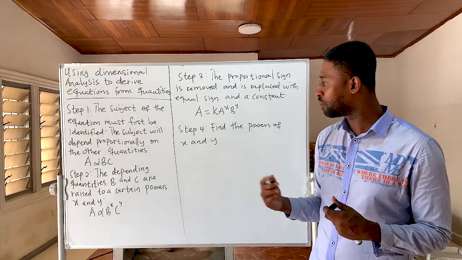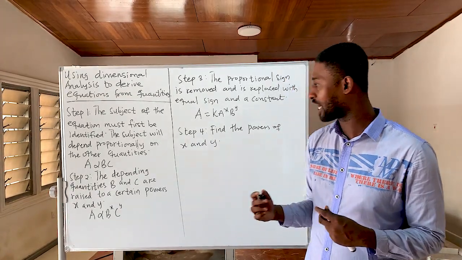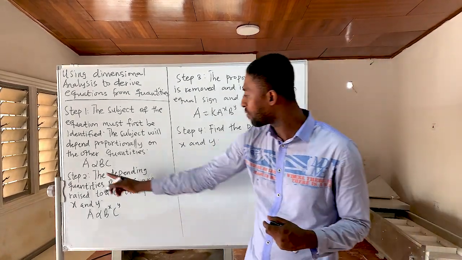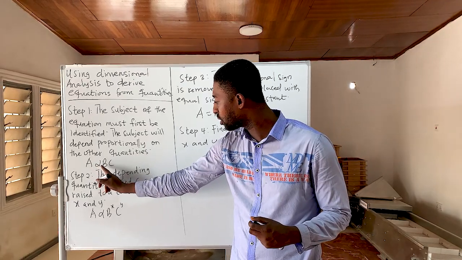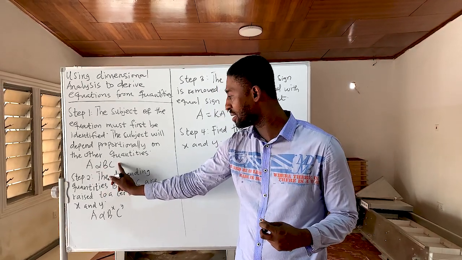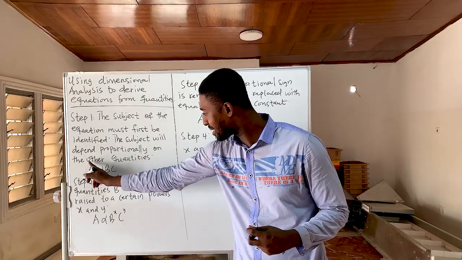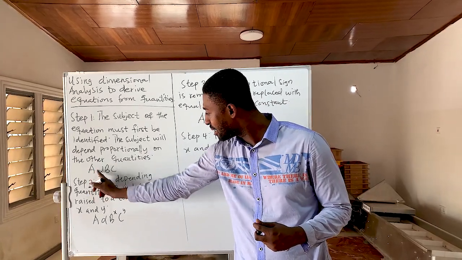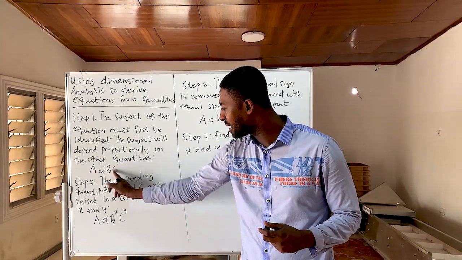The subject depends proportionally on other quantities. So if I have A directly proportional to B and C, it means that my subject here is A. Then B and C are the dependent variables.